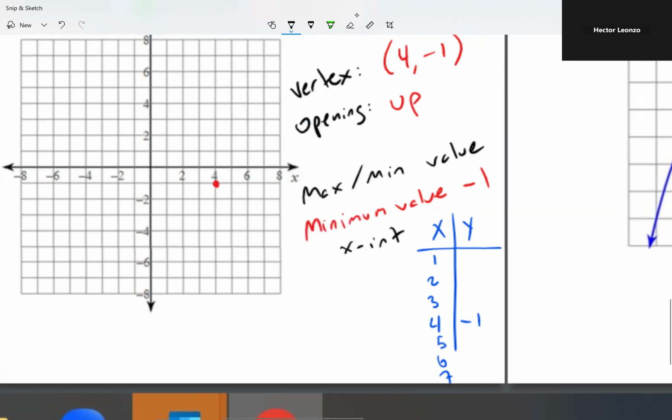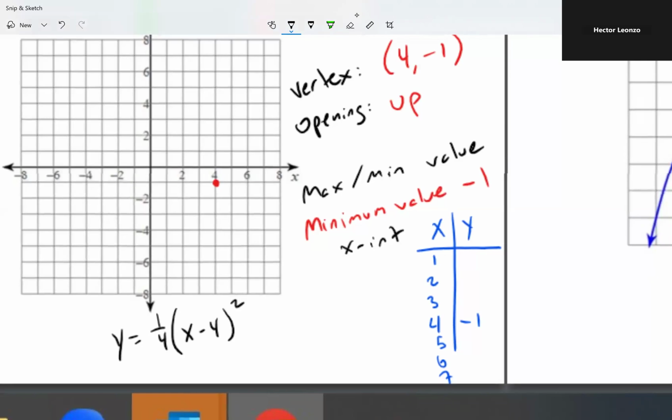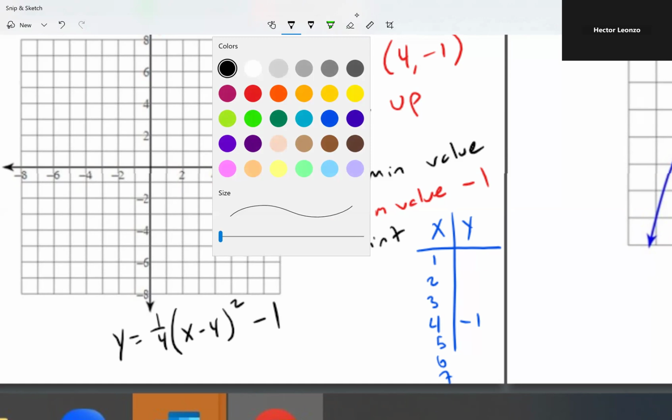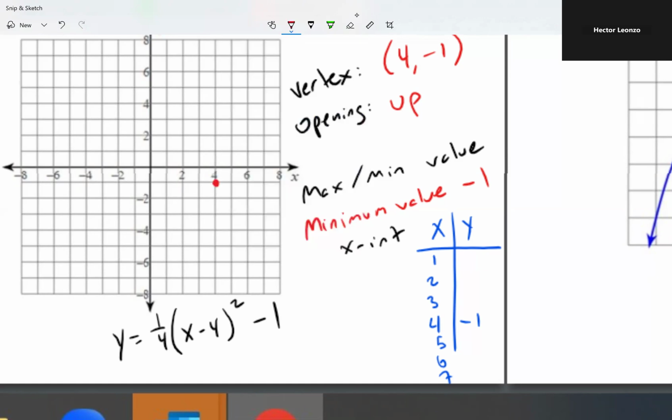In my equation, it says y is equal to 1/4 (x - 4) squared minus 1. If I plug in the 4, if I change my x for 4, my y value will end up being -1. I can assure you that. Now, what happens if I change my x value for a 5? Because I'm checking this first number. It's going to give me 1/4 times 1 squared minus 1.